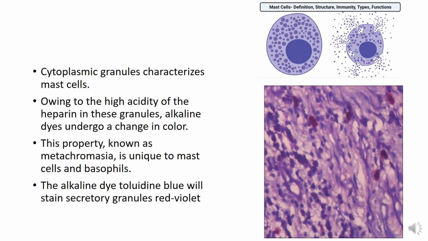They have got cytoplasmic granules, and these cytoplasmic granules characterize the mast cells. As I have told you, here you can see it is full of the cytoplasmic granules. Owing to the high acidity of the heparin in these granules, alkaline dyes undergo change in color, and this is known as metachromasia, and this is unique to the mast cells and the basophil. The alkaline dye toluidine blue will stain secretory granules red-violet. So you can see here the secretory granules are colored red-violet.